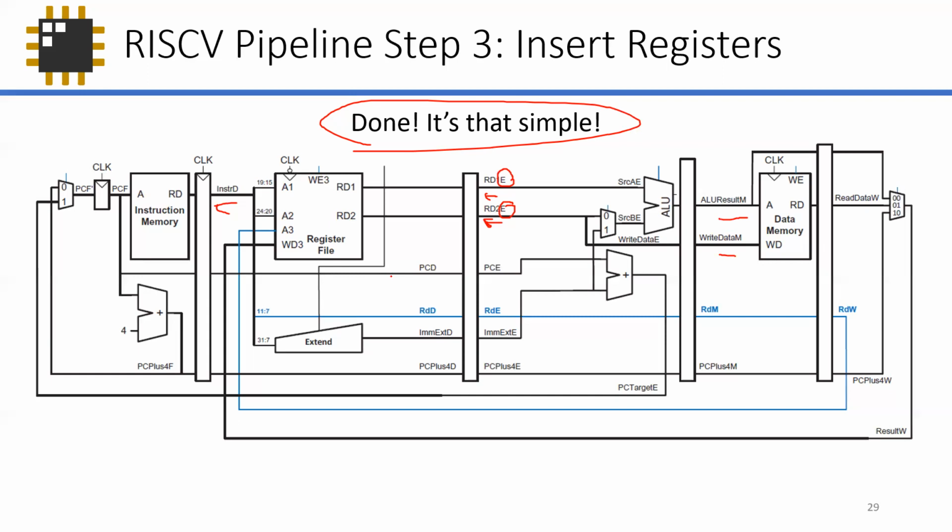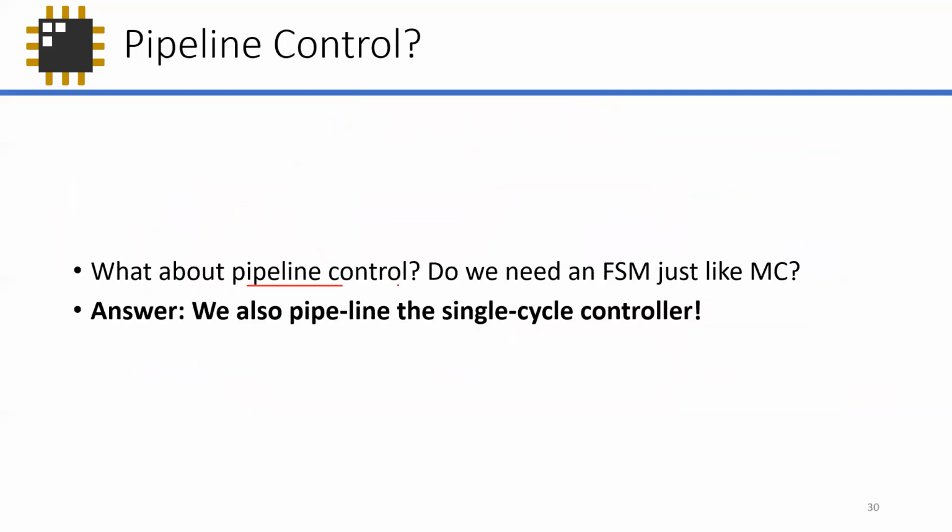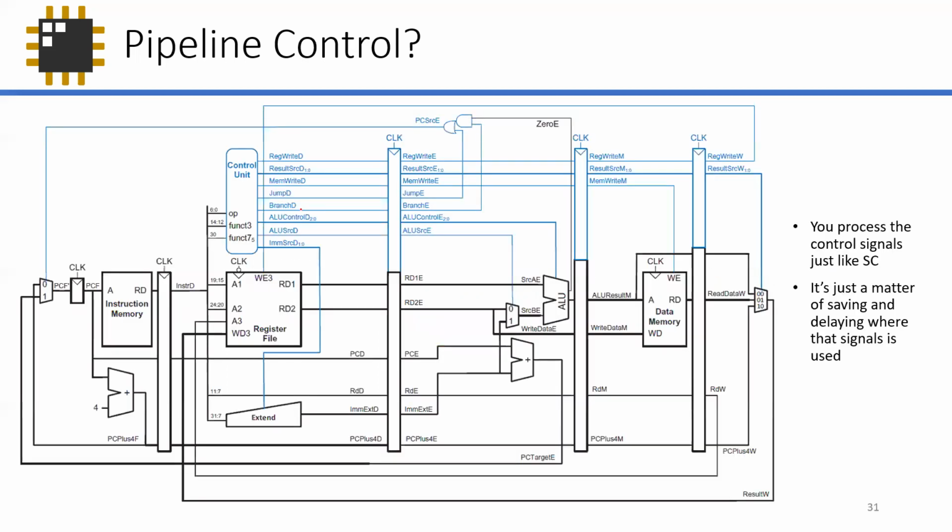That's it. Now you might ask, what about the pipeline control? Do we need an FSM just like the multi-cycle last time? Nope. Quick answer, no, you don't need to design a finite state machine. What you can do is simply reuse your single cycle controller and then pipeline it. What that means is you grab your single cycle controller, same thing, you just have to make sure the labels of those wires are consistent, and then you pipeline it per stage. You just pass it along the pipeline stages.